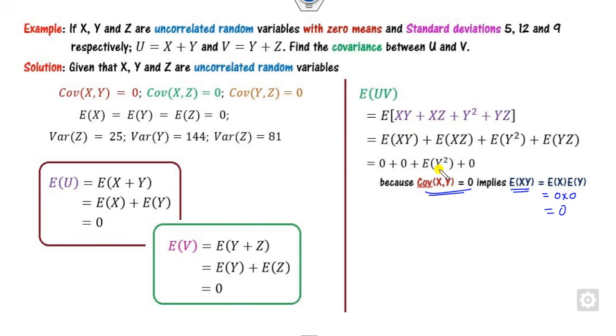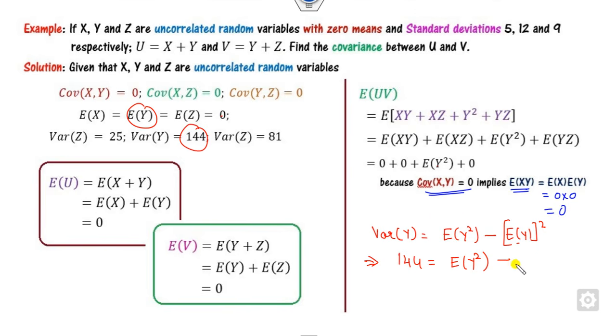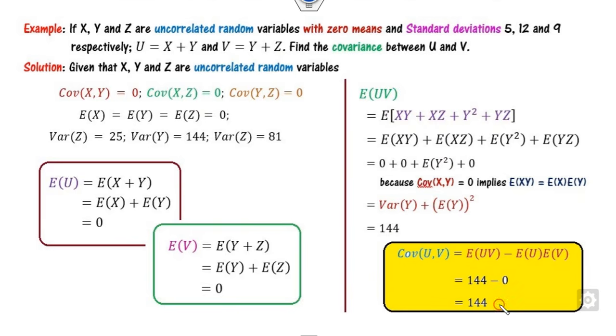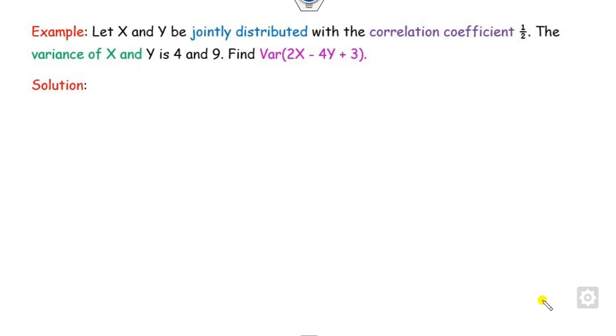How can you find the E of Y square? We can start with the definition of the variance. This is nothing but EY square minus EY whole square. What is the variance of Y? Variance of Y is 144. What is the E of Y? E of Y is 0. So what is the E of Y square? The answer is 144. Once you get the E of U, you can substitute this value and you will get the right answer. Look at another example.